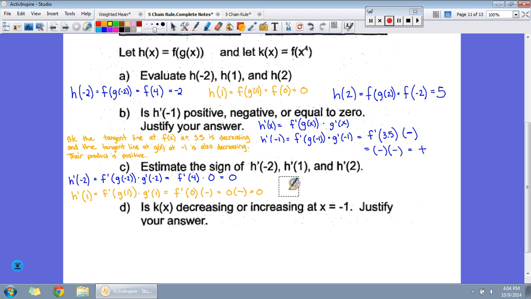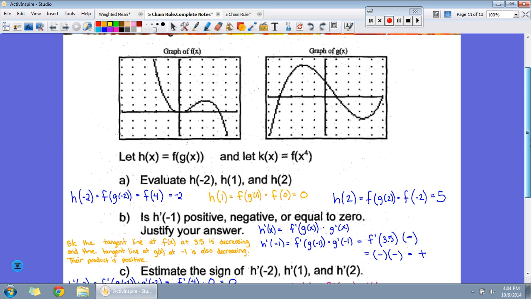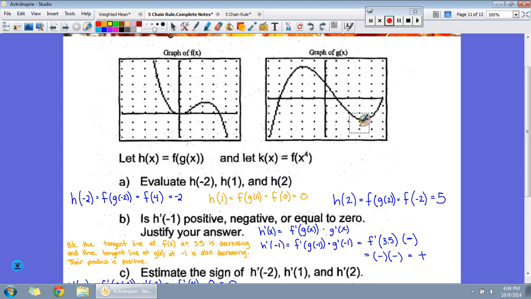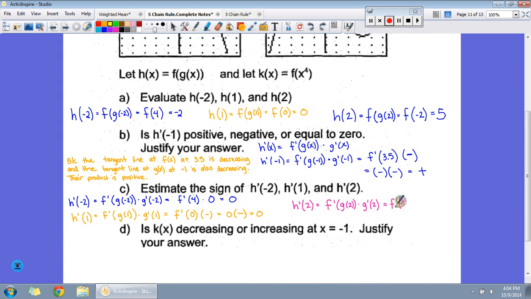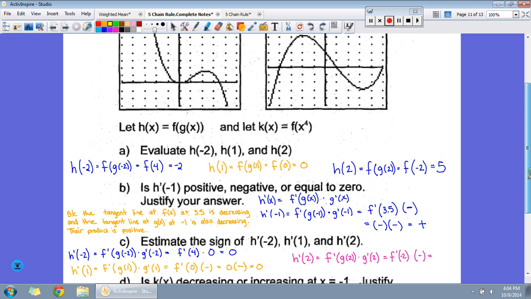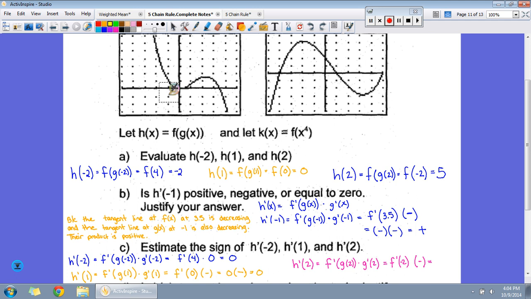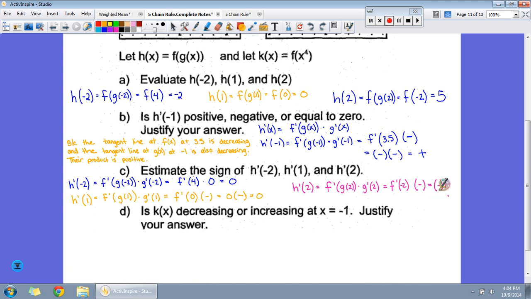For h prime of 2, we're going to plug in 2 everywhere that there's an x, and look at g of 2, which is -2, and the slope is definitely negative, so we've got f prime of -2 times a negative, and then we look at f prime of -2. That is definitely decreasing. So negative times a negative is a positive slope.